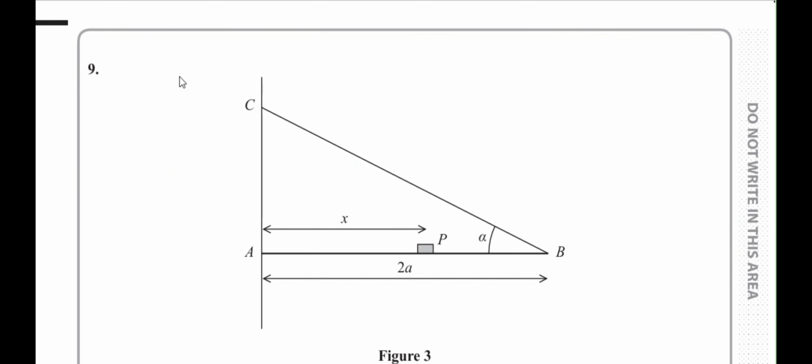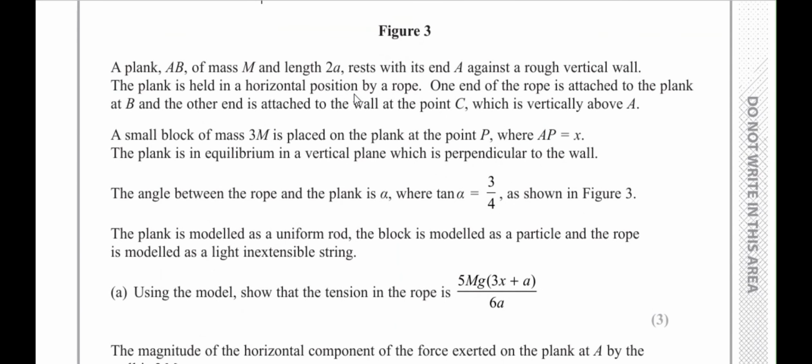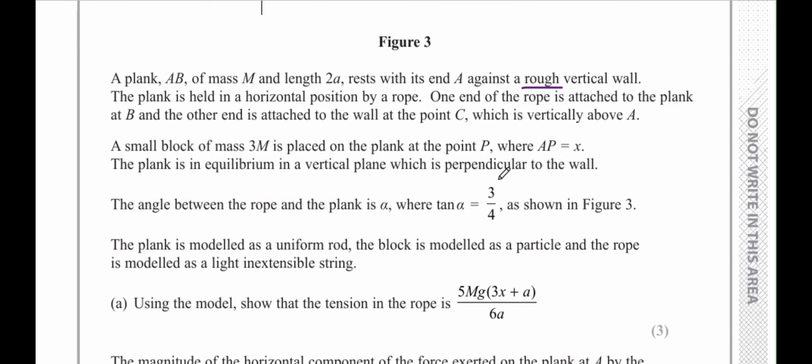Question 9. This is a long-worded question. A plank AB of mass m and length 2a rests with its end A against a rough vertical wall. Rough means there is friction there. The plank is held in a horizontal position by a rope. One end of the rope is attached to the plank at B, and the other end is attached to the wall at the point C, which is vertically above A.